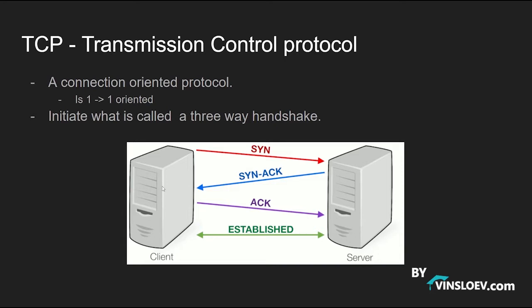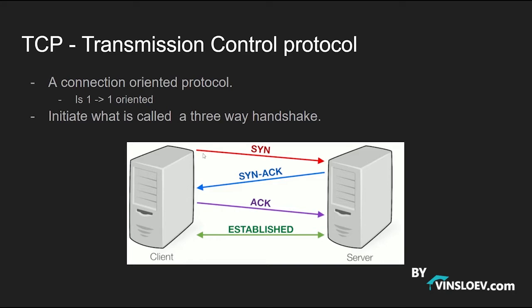So for example, if we have a client that wants to talk to a server, the first thing that the client is going to do is send a message to the server. Then the server acknowledges that message, saying: I received your message, did you receive mine? Then the client says, as the last part of this three-way handshake, yes, I received it, and now the connection is established.